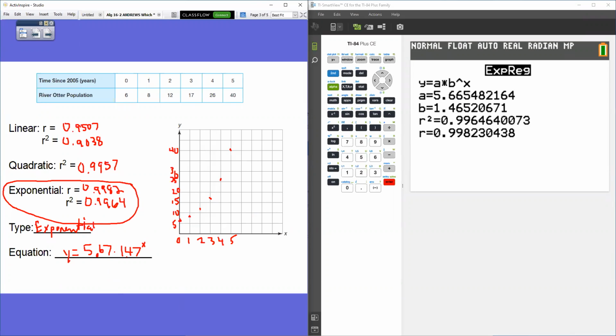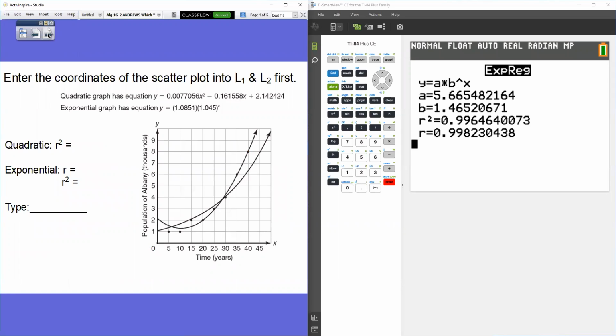So that's one type of question that you're going to have. The other type of question that you're going to have will have the graphs already there for you. This is actually a scatter plot. And so these dots, there's not 2 separate things there.